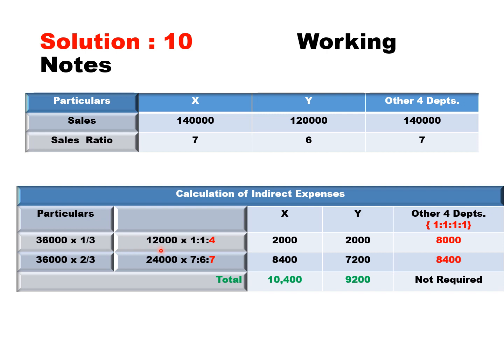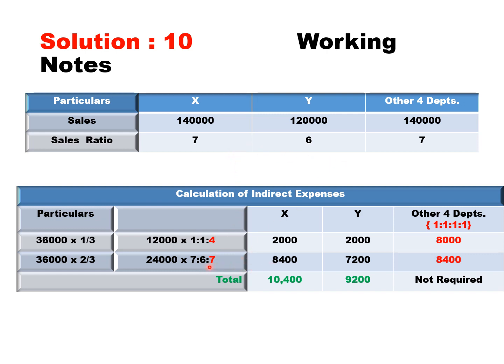So 36,000 into 1/3, you get 12,000. That you distribute equally. X will get 2,000, Y will get 2,000. Other 4 departments will get 8,000. That is 2, 2, 2, 2. But we are not bothered about the other 4 departments. Remaining 36,000, 2/3 should be distributed in sales ratio. So 24,000. How do you get 24,000? 36,000 into 2/3, you get 24,000, into the sales ratio given on the top.